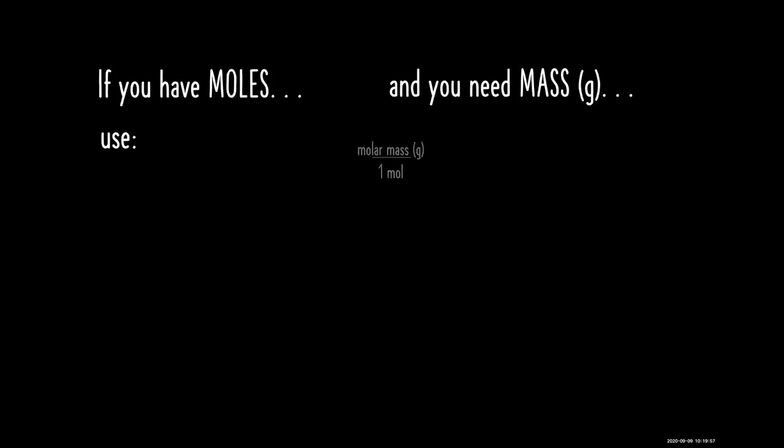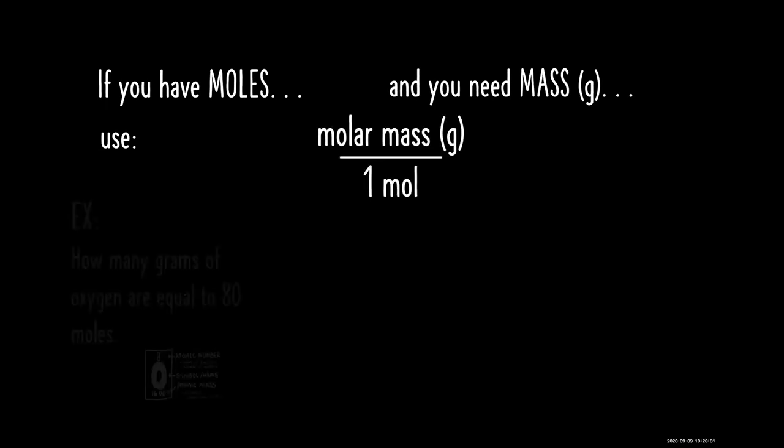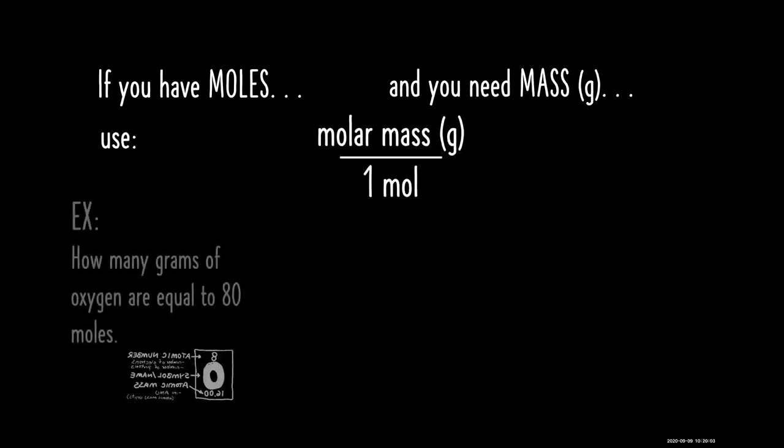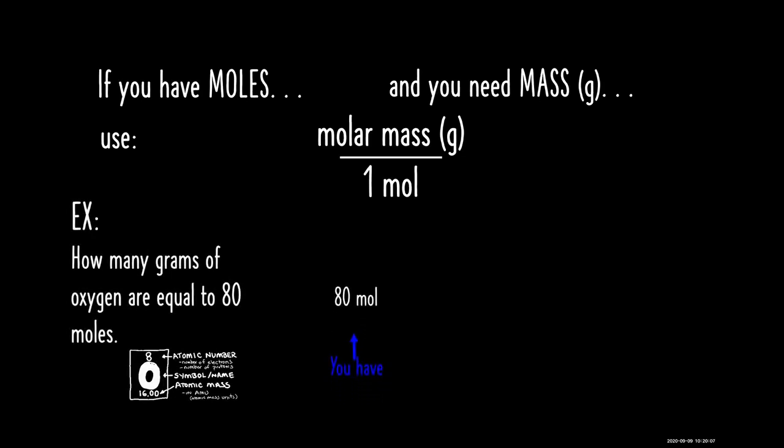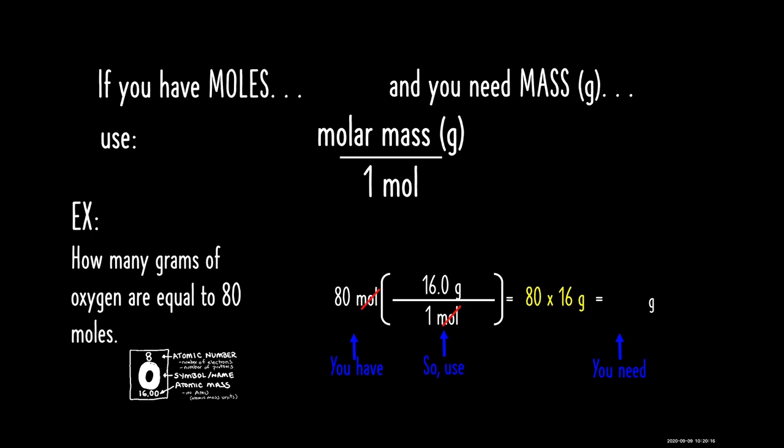If you have moles and you need mass, use this conversion factor, the inverse, molar mass or AMU over 1 mole. For example, how many grams of oxygen are equal to 80 moles? You have 80 moles. You need grams. Multiply by the conversion factor, and your answer works out to 1,280 grams.